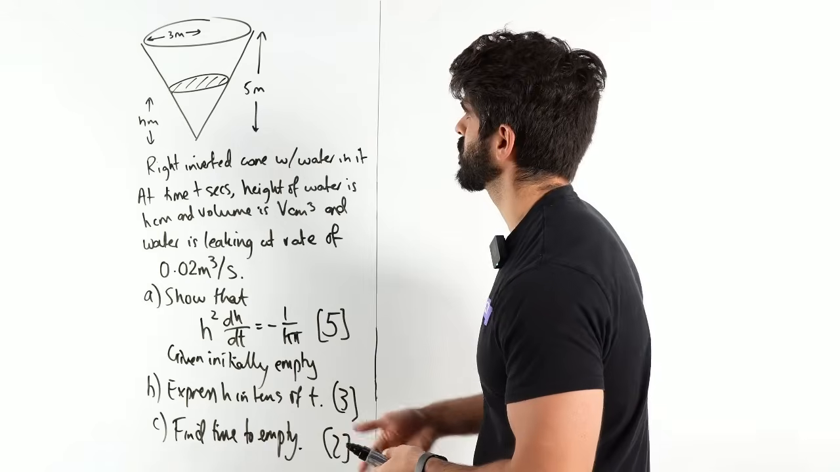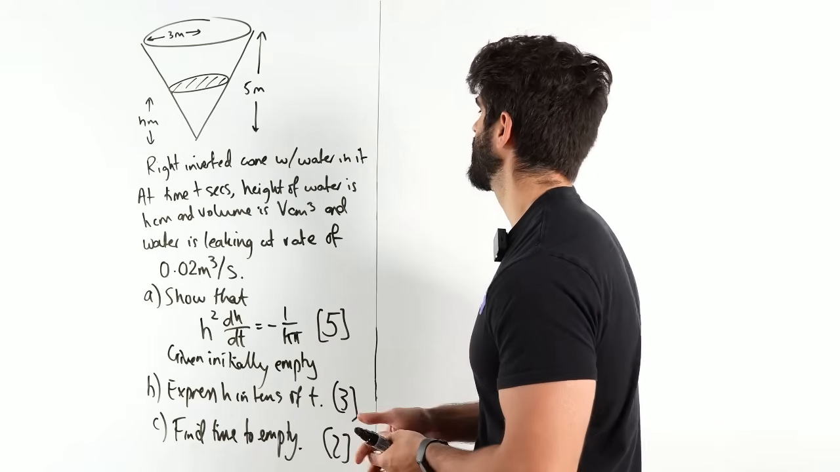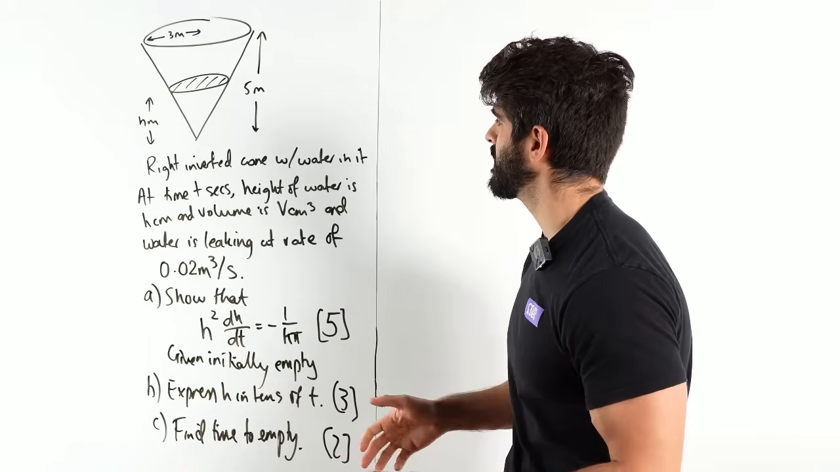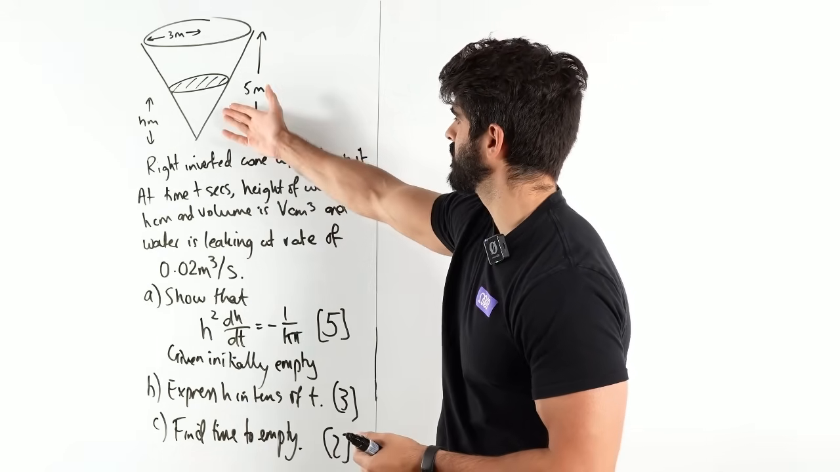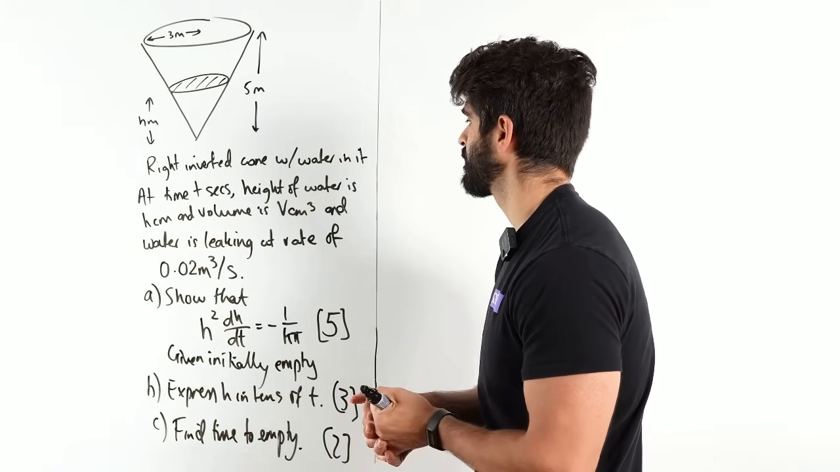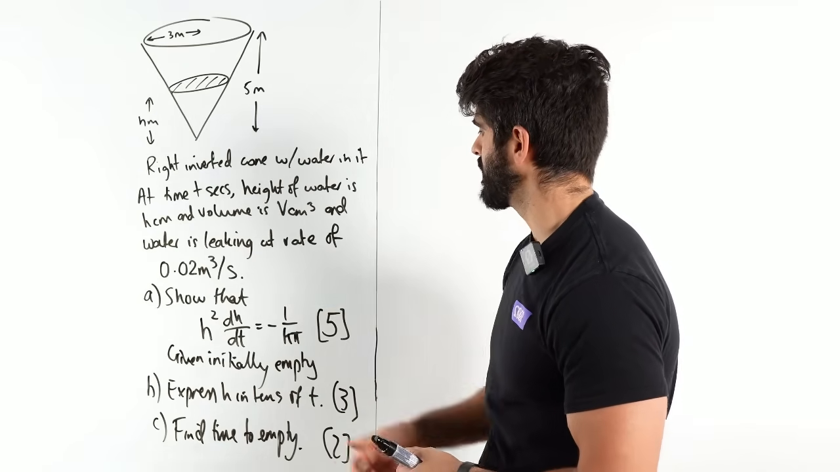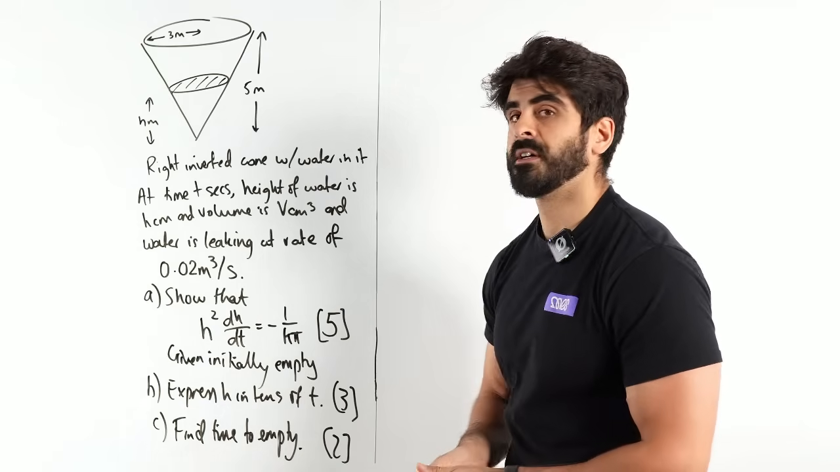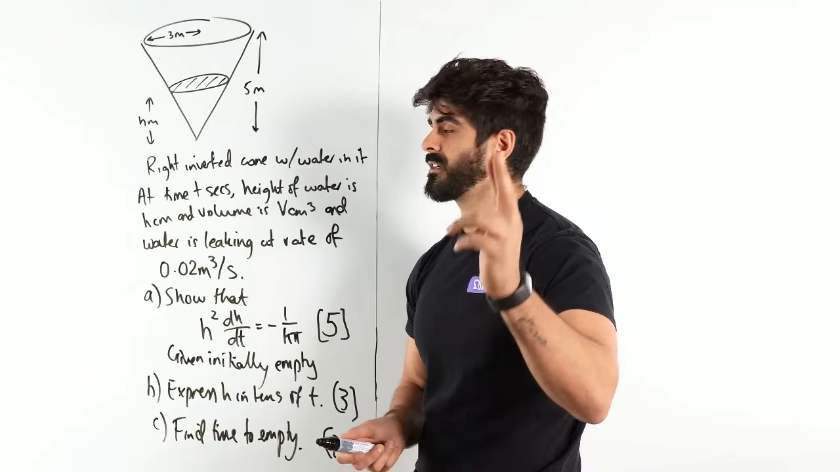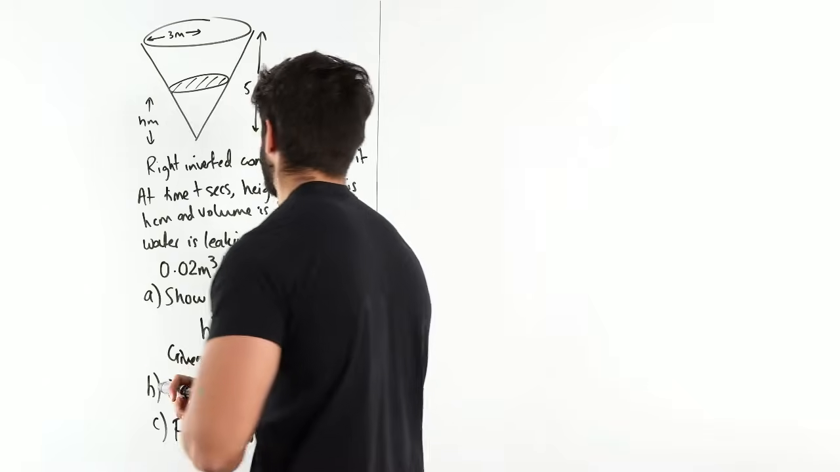I've kind of summarized the question. We've got this right inverted cone with water in it. At time t seconds, the height of the water in it is h and the volume is V. Then it says water is leaking out at this rate. Show that this is true. Okay, this is a classic Neil Does Maths Wagwan formula.